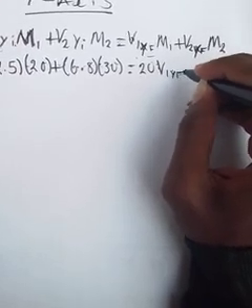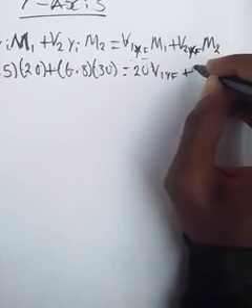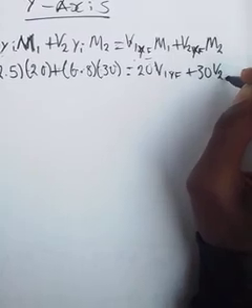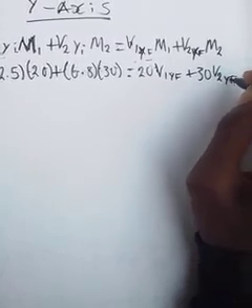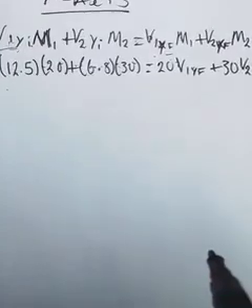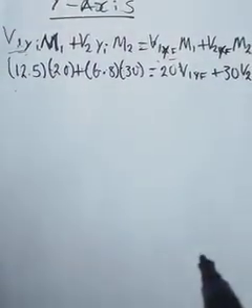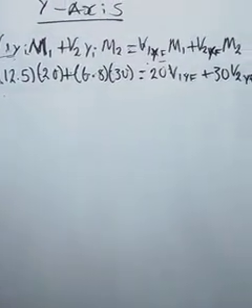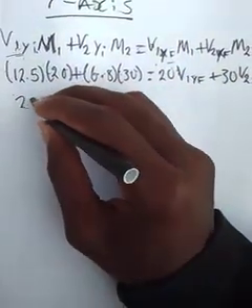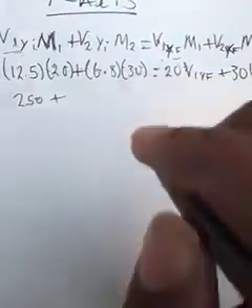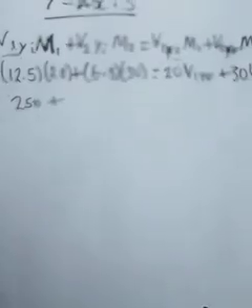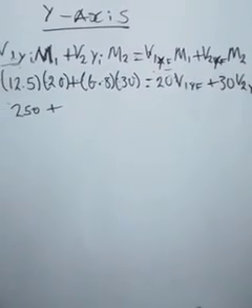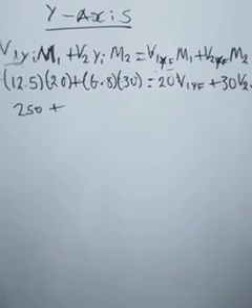Final. Here I'm putting 30, but it's going to be 2 Yf. So quickly, we are going to multiply 12.2 times 20. So we are getting 250, right? And 6.8 times 30 is going to be 204.